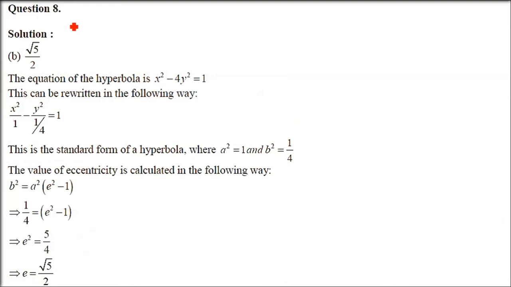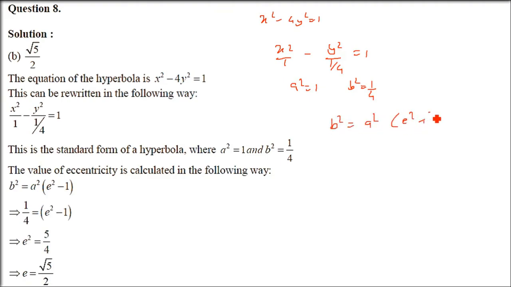This is question number 8. The eccentricity of the hyperbola x square minus 4y square equal 1. So what you have to do? First of all, you don't need anything in front of x square and y square. So you have to take it in the denominator: x square by 1, and 4y square becomes y square by 1 by 4, as 4 will go in the denominator. So A square is 1 and B square is 1 by 4.